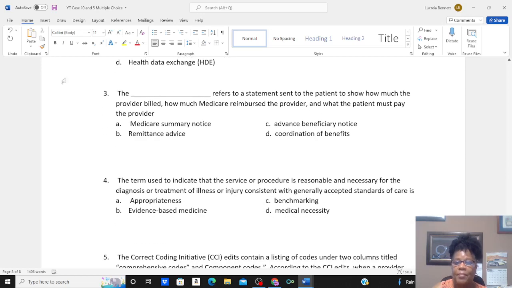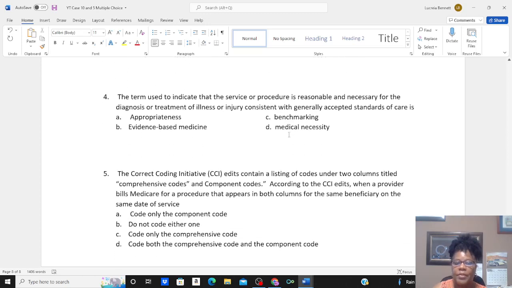3, the blank refers to a statement sent to the patient to show how much the provider billed, how much Medicare reimbursed the provider, and what the patient must pay the provider. 4, the term used to indicate that the service or procedure is reasonable and necessary for the diagnosis or treatment of an illness or injury consistent with generally accepted standards of care is.